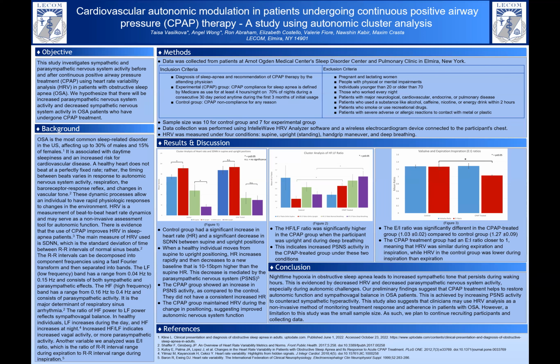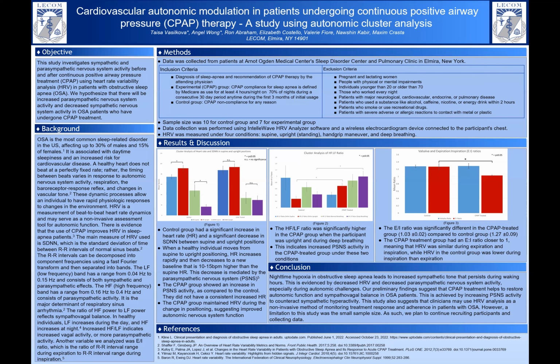As mentioned before, an increased HF to LF ratio signifies increased parasympathetic nervous system activity. The HF to LF ratio was significantly higher in the CPAP group when the participant was upright, and even more so during deep breathing. This indicates increased parasympathetic activity in the CPAP treated group under these two conditions.